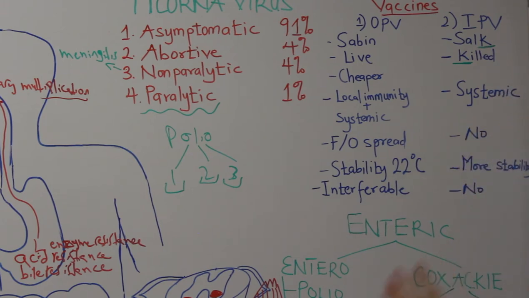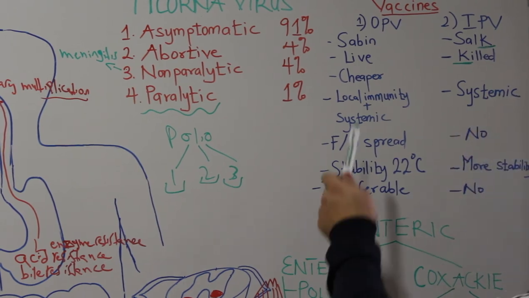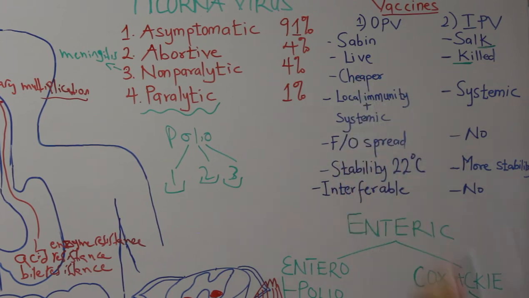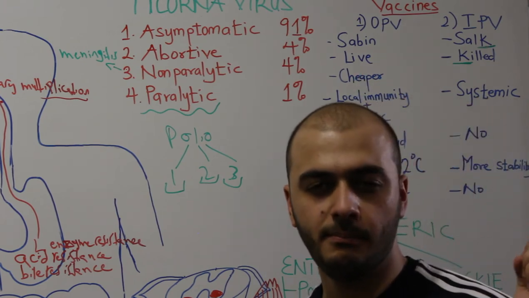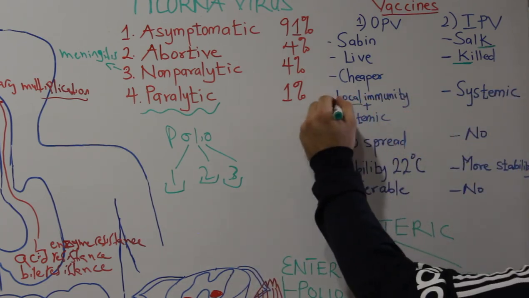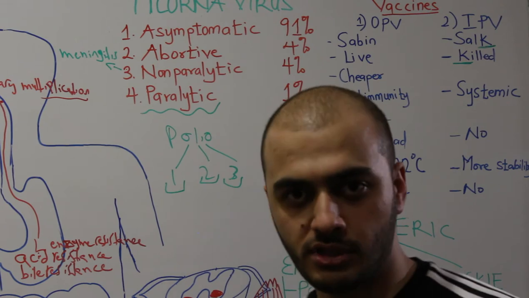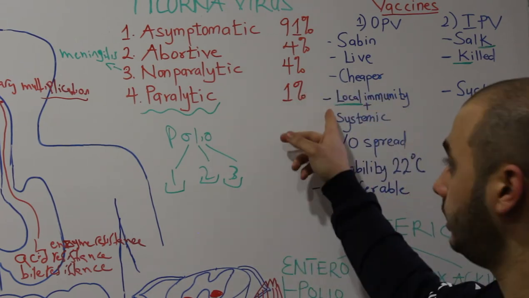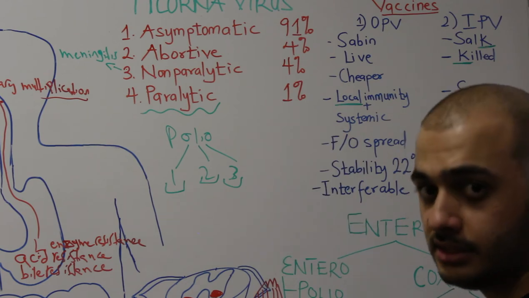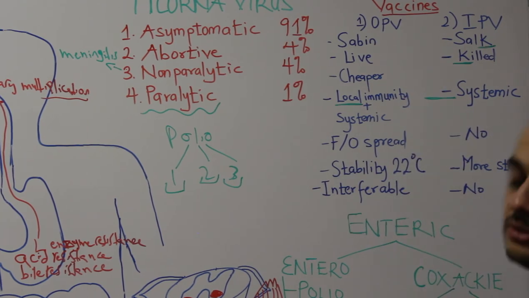Now let's say the advantages and disadvantages of each, because it's important and it's been asked in many exams. So first, the oral vaccine is cheaper, and one of its most prominent advantages is that it gives us local immunity. Because we take it orally, it comes in touch with the mucosa of the GIT, and thus the mucosa of the GIT will produce antibodies against the vaccine, so against the virus, while here there's no touching of the mucosa.